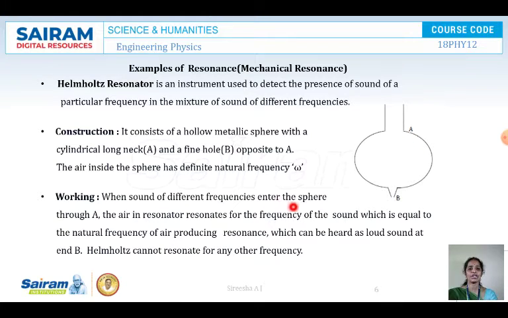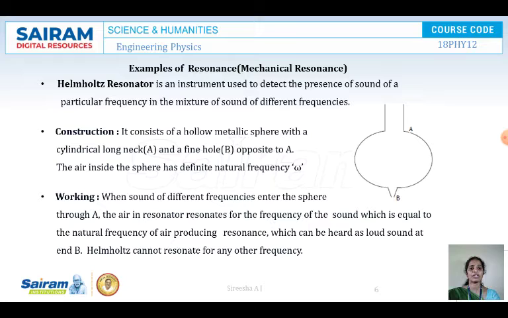Sound of different frequencies enters the sphere through A. When the sound of different frequencies enters the sphere through A, the air in the resonator resonates for the frequency of the sound which is equal to the natural frequency of the air, producing a resonance which can be heard as a loud sound at the end B. That means the Helmholtz resonator cannot resonate for any other frequencies.